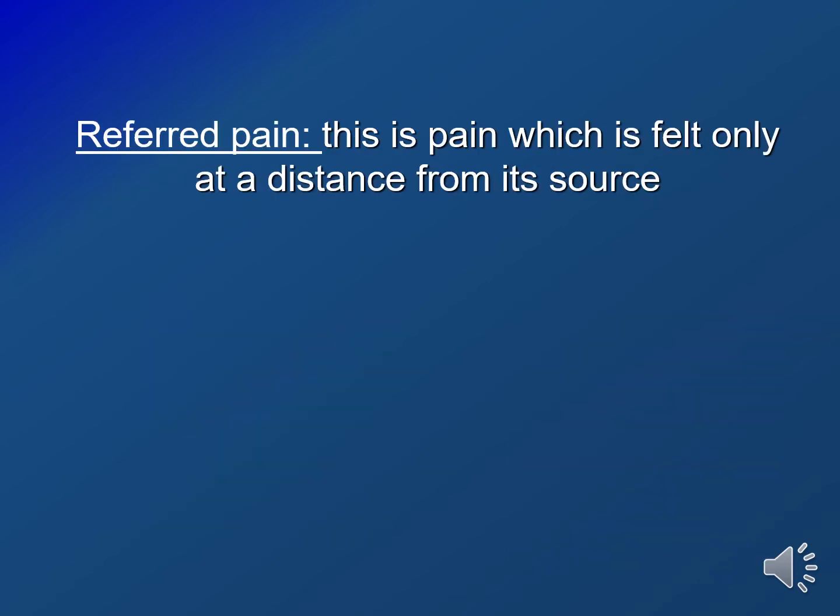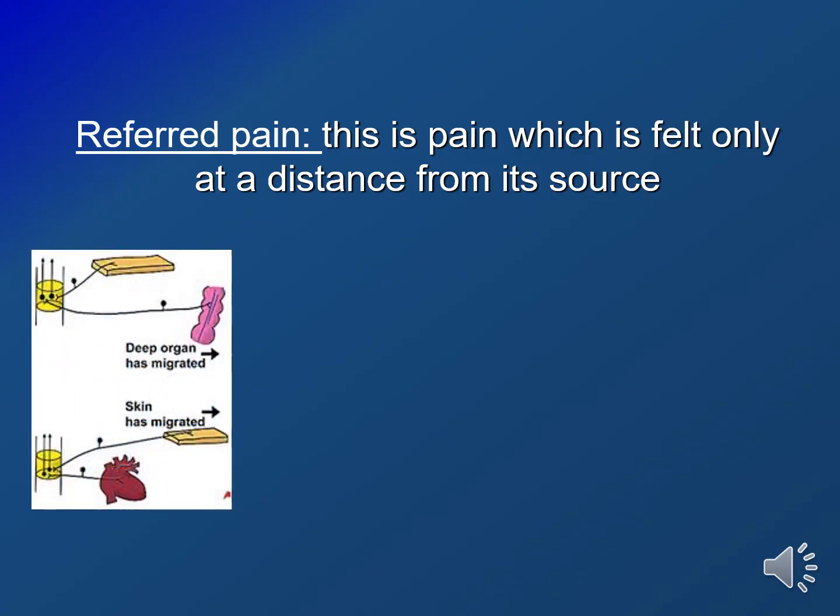But the referred pain is another thing. The referred pain is the pain felt only at a distant area from its source. The originating area is not felt as painful at all, but there is pain in a remote area. The explanation of referred pain, you studied it before, is due to a common insertion of the painful or sensory nerves from the deep organ and superficial skin at the same or nearby areas in the vertebral column.